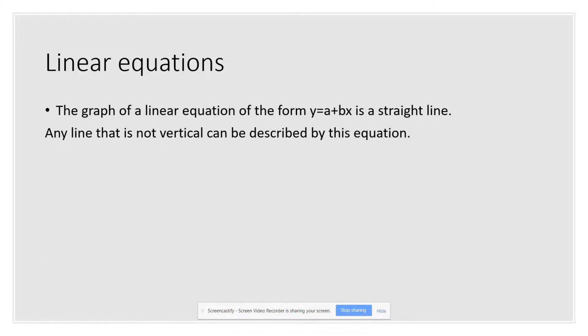So remember, the graph for the linear equation of the form y equals a plus bx is a straight line. Even though I have points that might not be on that straight line, I still need to make a straight line. So any line that is not vertical can be described by that equation.